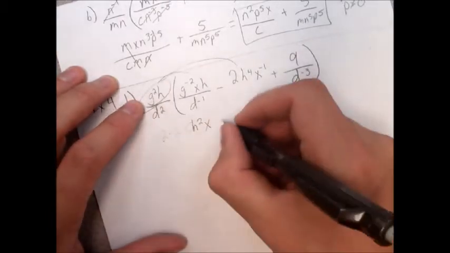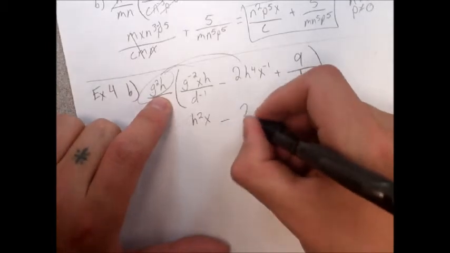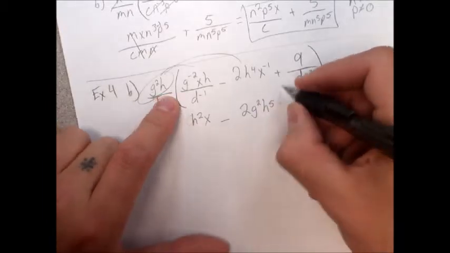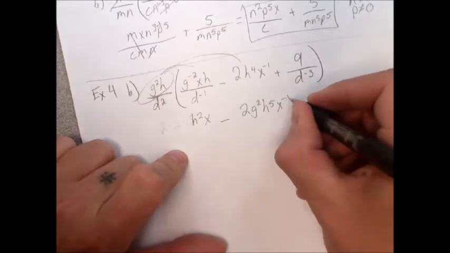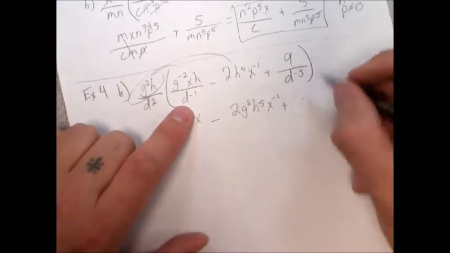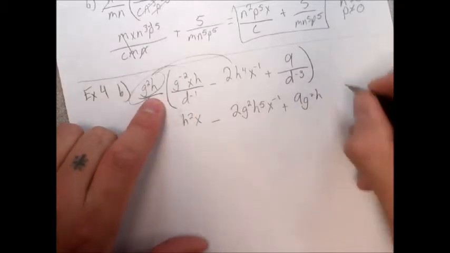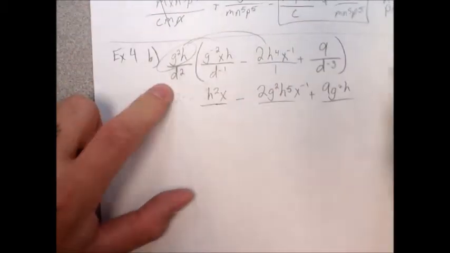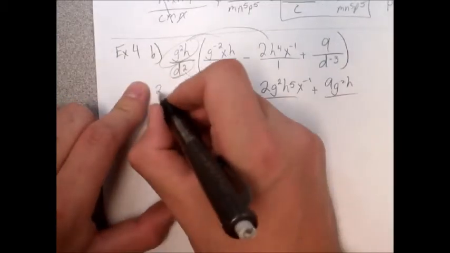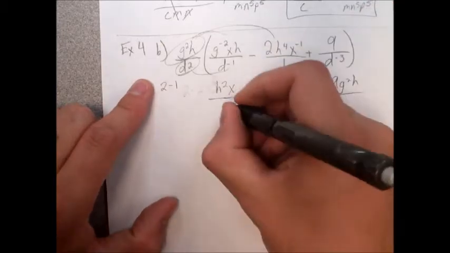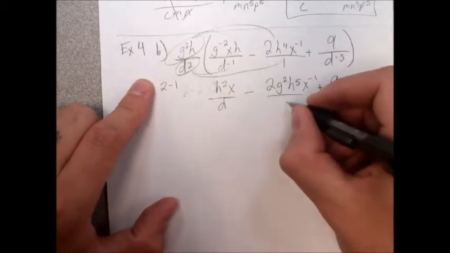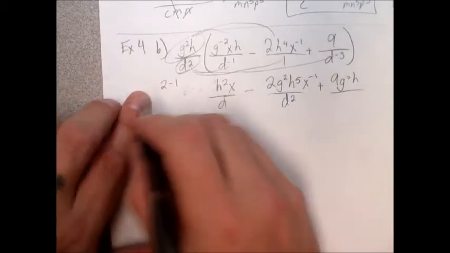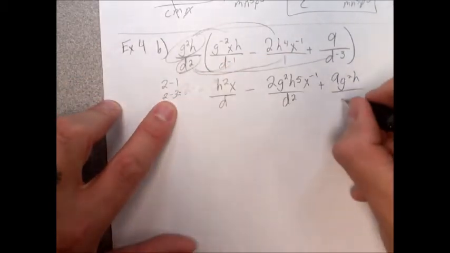Now I distribute it to the next one. So this is subtract, and I have 2g squared, and then I have h to the fourth and h, which make h to the fifth, then I have x to the negative 1. Plus, then since that's just 9, I'm going to go ahead and distribute out my g squared h. Setting up my bracket here. I'm going to go ahead and put this over 1. Then distribute out this d squared. So here I have 2 minus 1, which is just 1. So it's just d on the bottom. Since that's just times 1, it's 2 to the power of 2. And then I have a 2 minus a 3, which is a negative 1. So I have d to the negative 1.